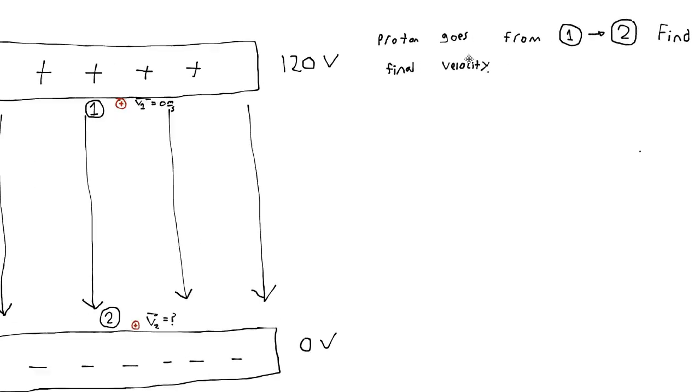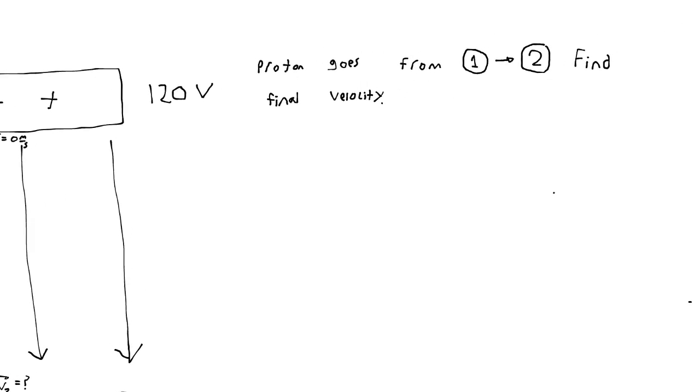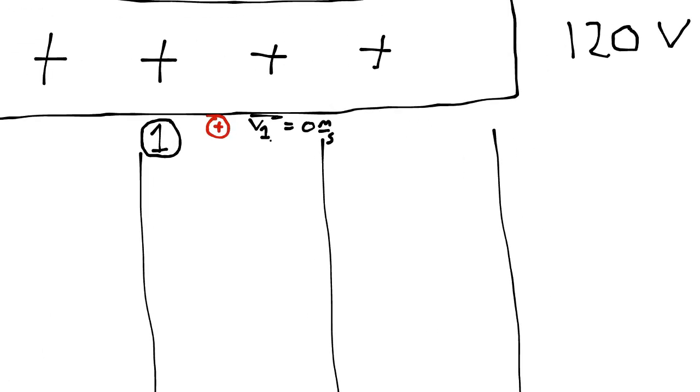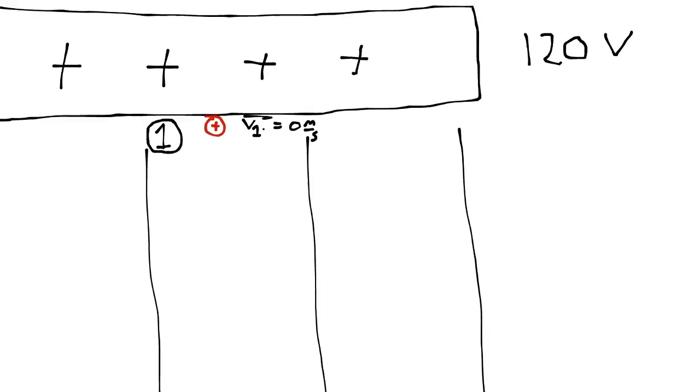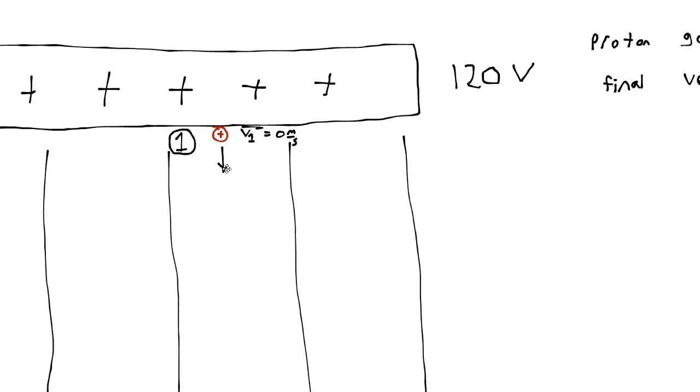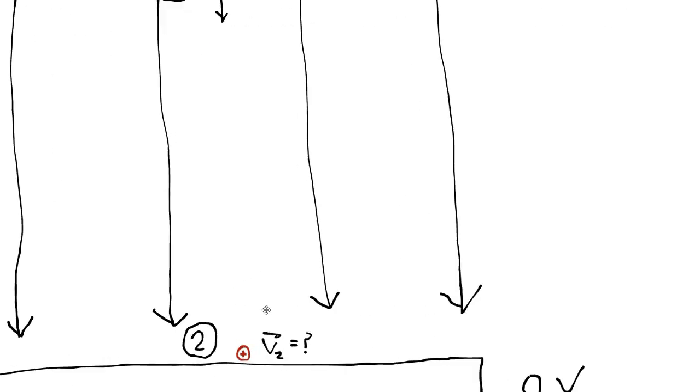All right, so here's a question. A proton goes from point 1 to point 2. Find the final velocity. So this is point 1 right here. It has a velocity of 0 meters a second, so it's going to start from rest. And because it's on the positive end there, it's going to be repulsed downwards this way on the other side here. And then down here, we're trying to find the final velocity.